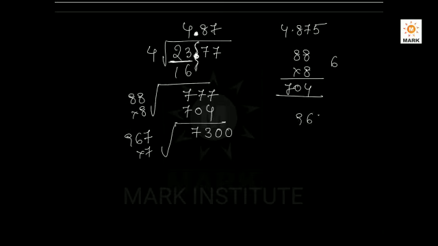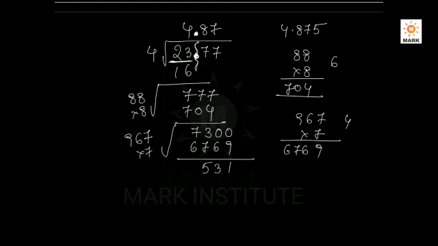So 967 into 7 will give you 9 here, 49. 7 6s are 42, 42 plus 4 is 46, 46 and 9 7s are 63, 6 7 6 9. So it is 531. Again double zero.